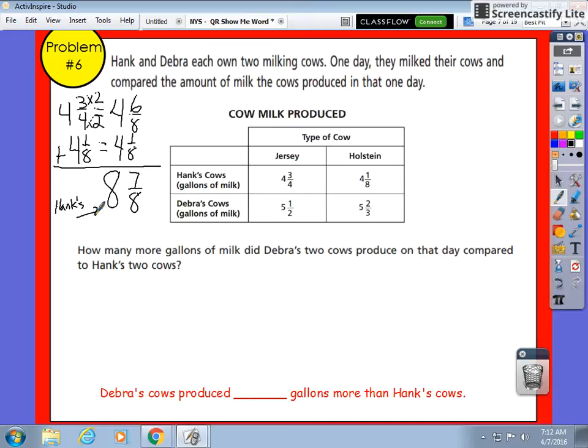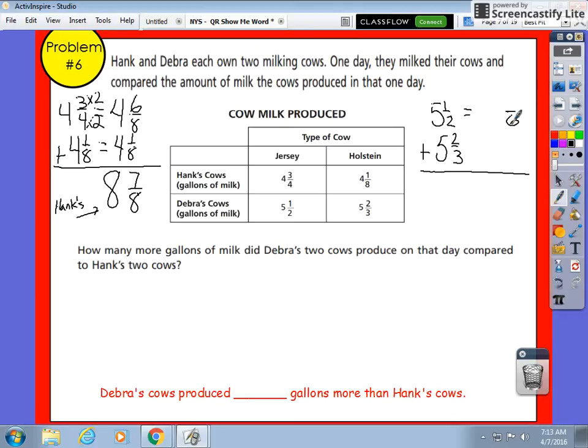So I'm going to go over, and on the other side of my table, I'll add Deborah's. I'm going to look, and I know that I need to add the 2 types of cows. So I have to add 5 1/2 plus 5 2/3. Again, I need to find a common denominator. So looking at that, because my numbers are low, I can say 2 times 3 equals 6. And I know that 6 is my common denominator.